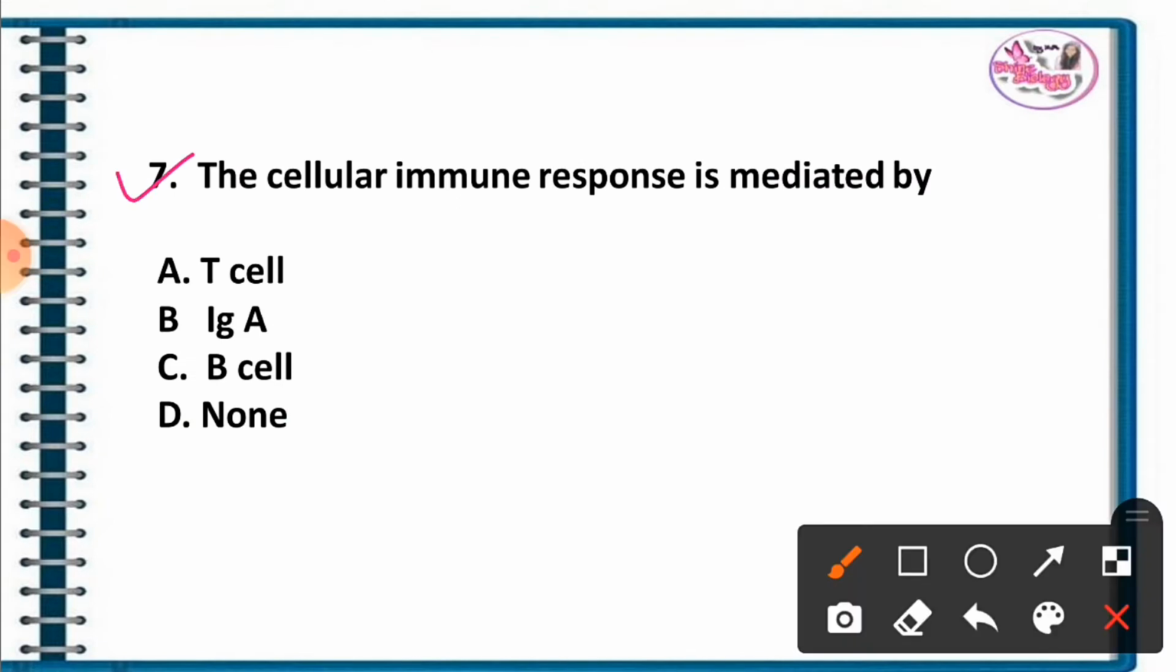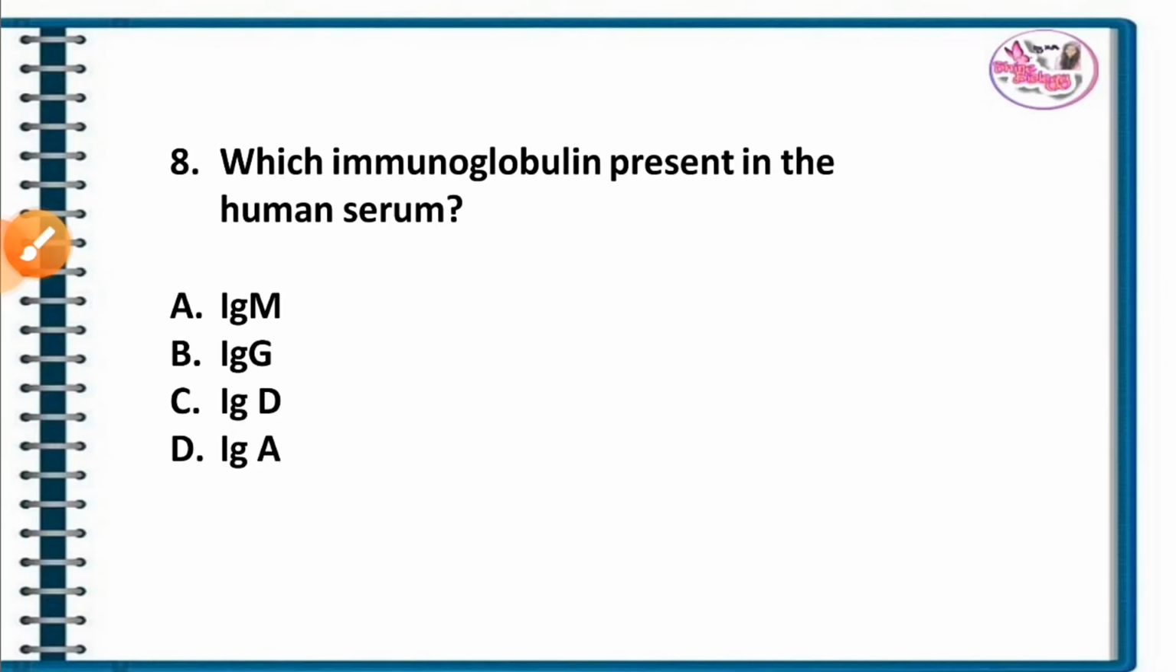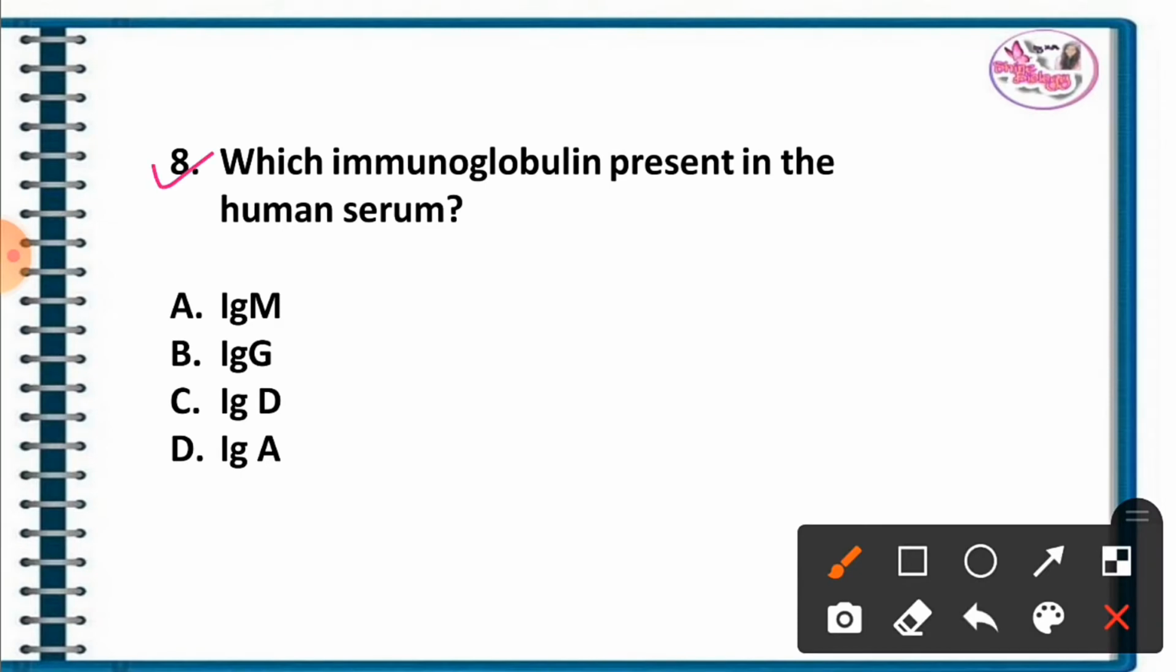Question 7. The cellular immune response is mediated by. The correct answer is option C. B cell. Question 8. Which immunoglobulin is present in human serum? The correct answer is option B. IgG. Immunoglobulin G is present in human serum.